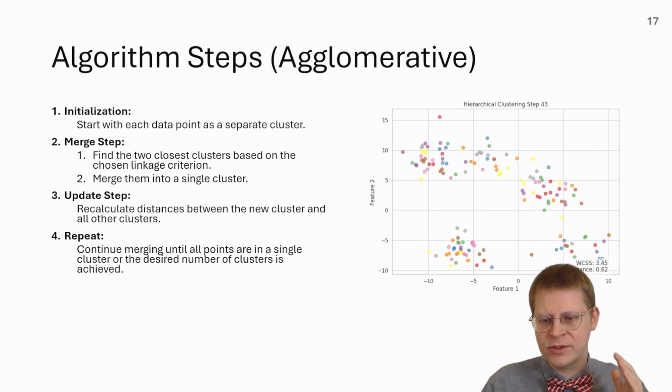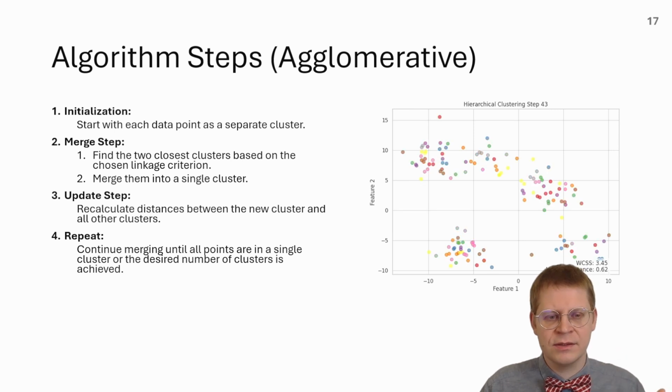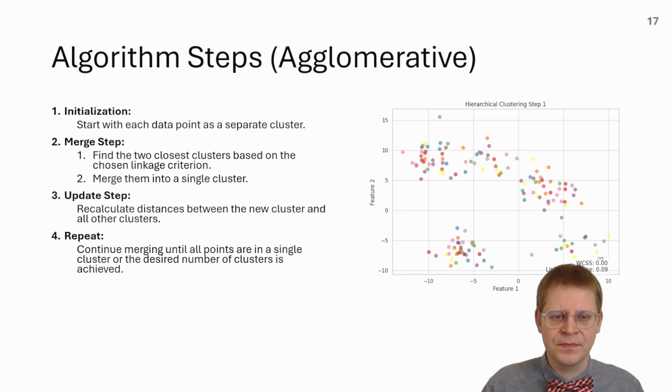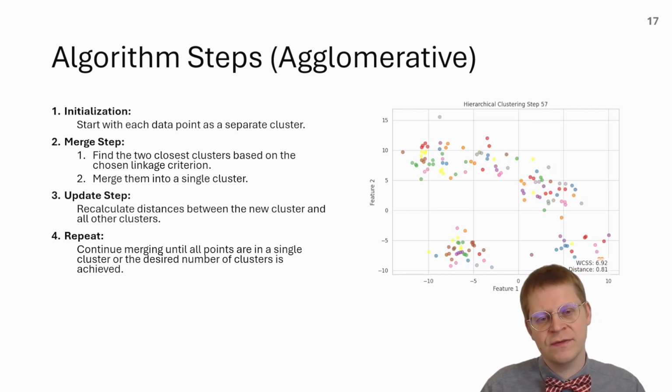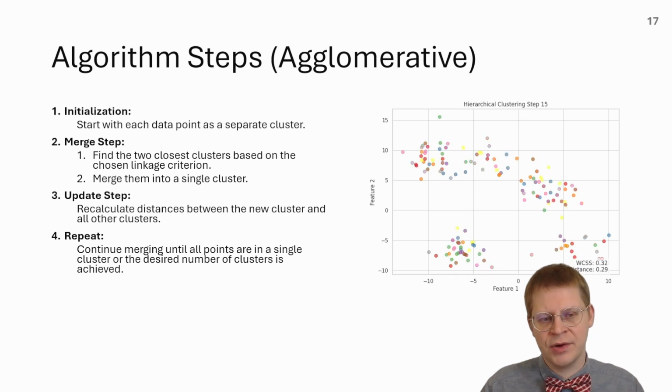By the way, this visualization shows how it works. At the start, each data point is treated as its own individual cluster. Think of it as having every student in a classroom sitting alone. Then there is a merging step. In each iteration, the two closest clusters are identified based on a chosen linkage criterion.